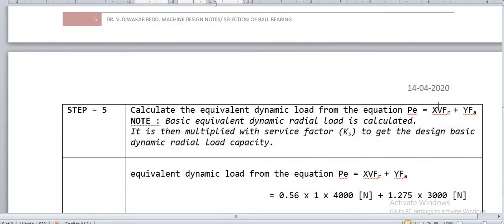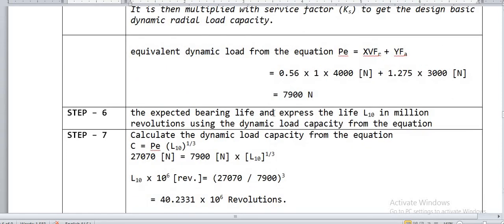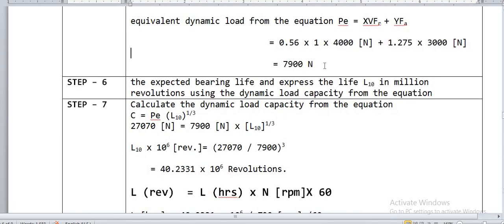So once we know the X and Y values, we need to calculate the equivalent dynamic load on the bearing. That equation is P equal to X into V into FR plus Y into FA. If we calculate, 7,900 will come. And the expected bearing life, the expression of life in millions of revolutions, has to be calculated. Sometimes here we need to multiply with the load factor, that is the service factor, if it is given in the problem. In this particular problem the service factor is not given, so therefore you can eliminate that step.